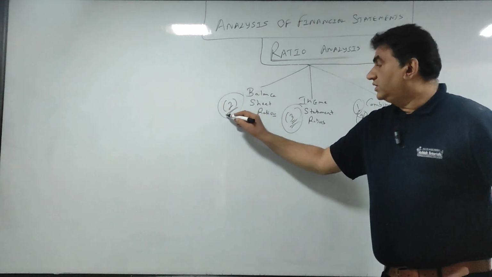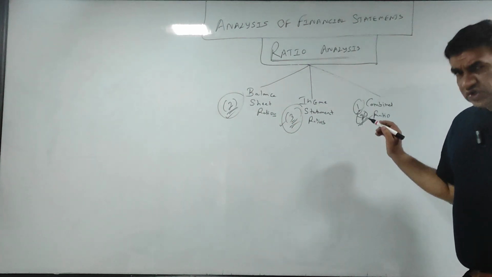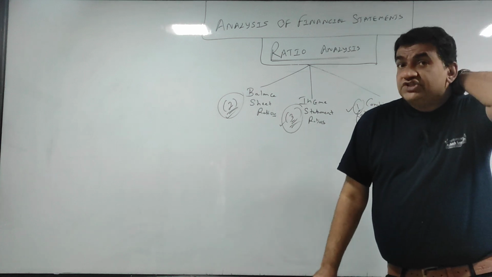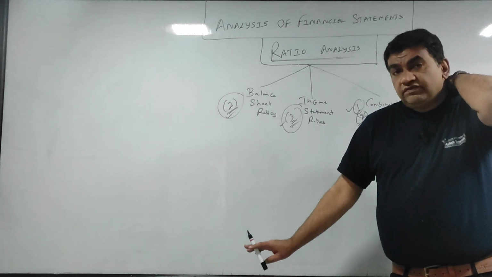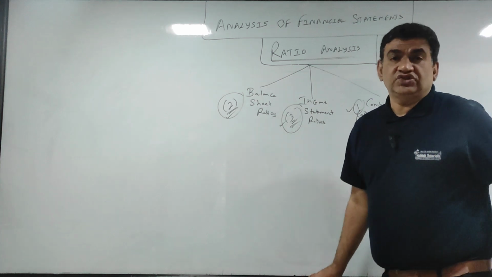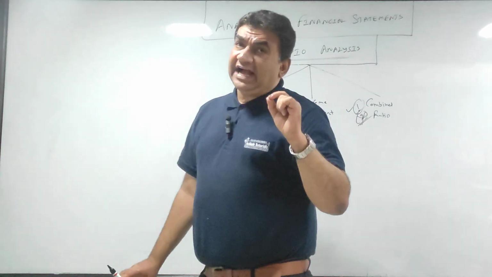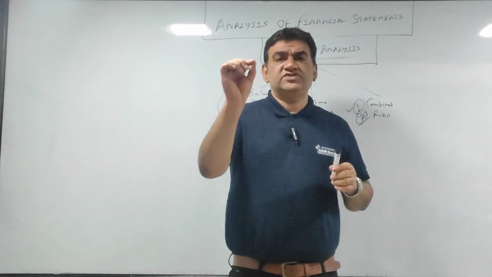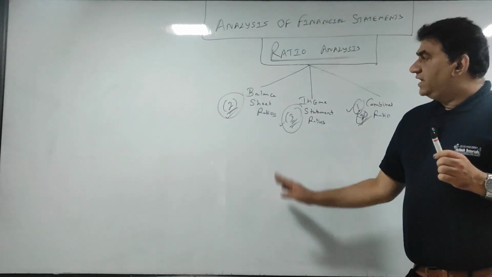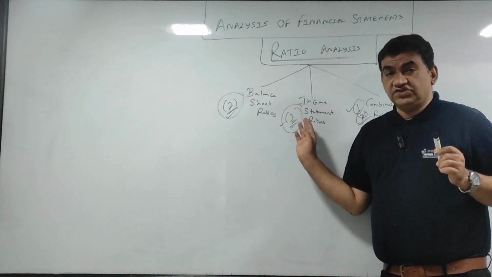So in short, 2 balance sheet ratios, 3 income statement ratios, 2 combined ratios, but both have the same calculation as far as your syllabus is concerned, so we will restrict to that. Okay, so total 6 ratios. Now what I have done, I have made 6 small questions, where in this session we will study all the 6 ratios.